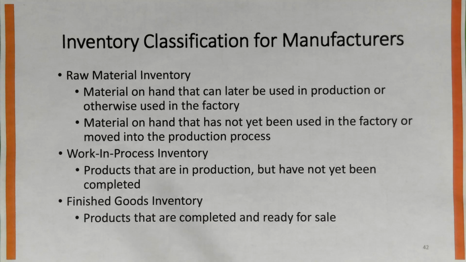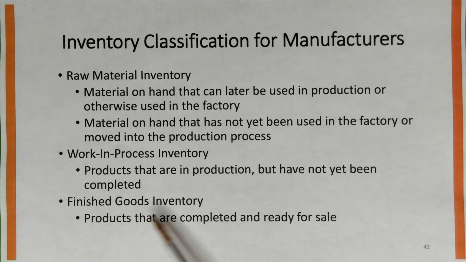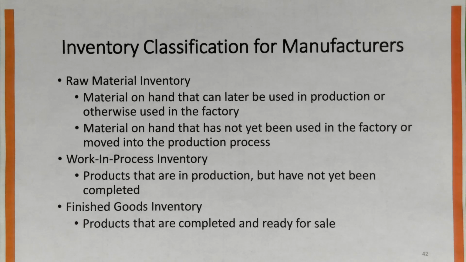Work in process inventory are the products that are in production, but they have not yet been completed. So if you visit a factory and you see various products in the process of being manufactured, you're looking at their work in process inventory. Now, once products are completed, they become part of the company's finished goods inventory. Finished goods inventory includes the products that have been completed and they're ready to sell.